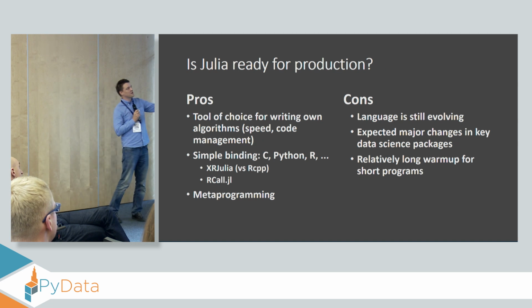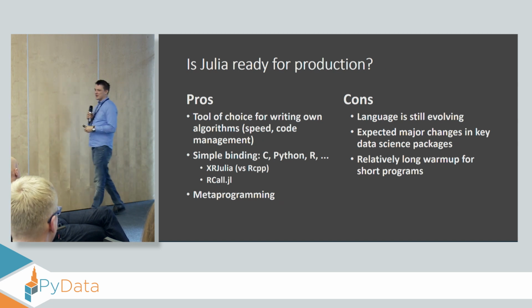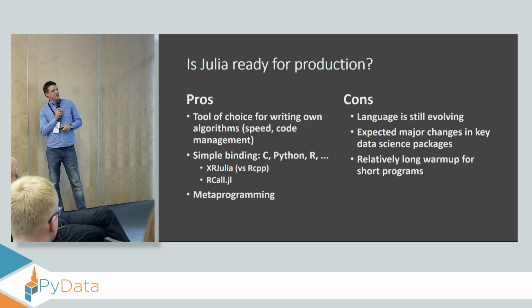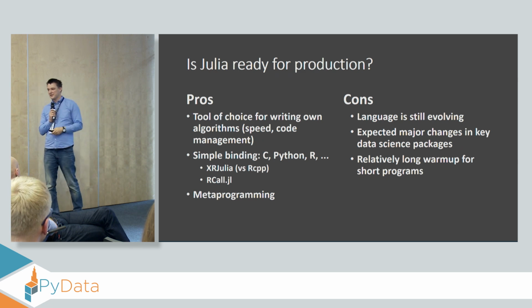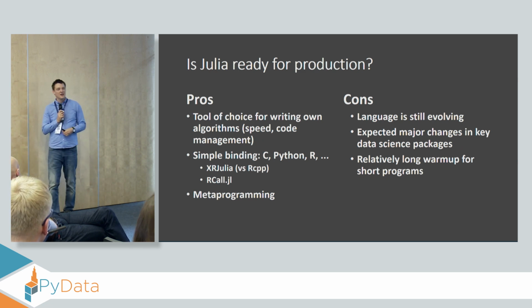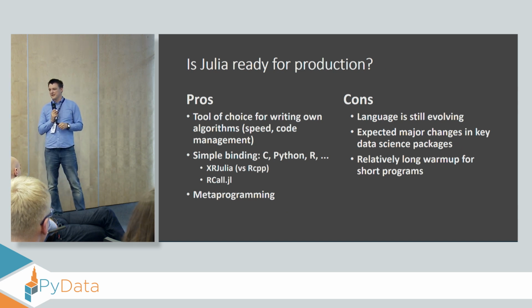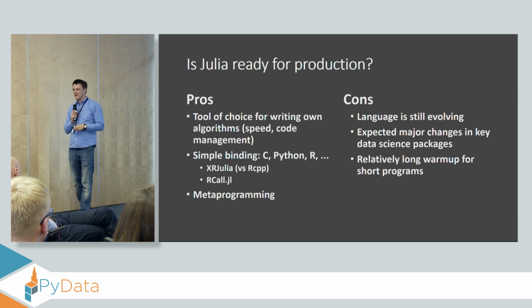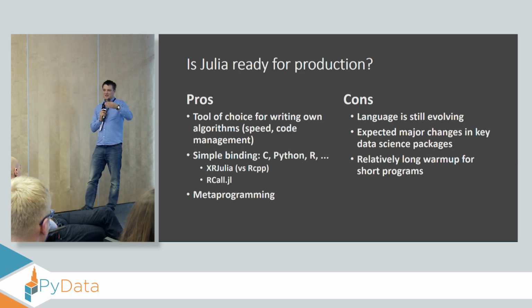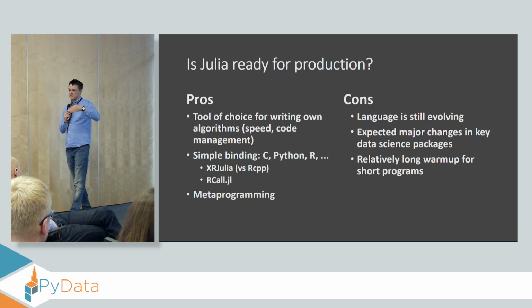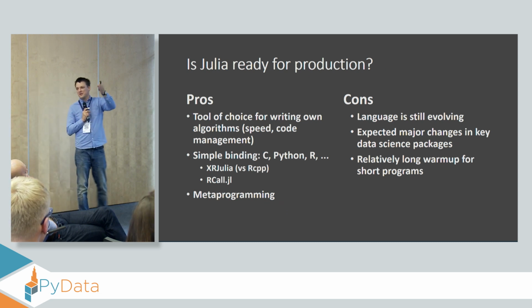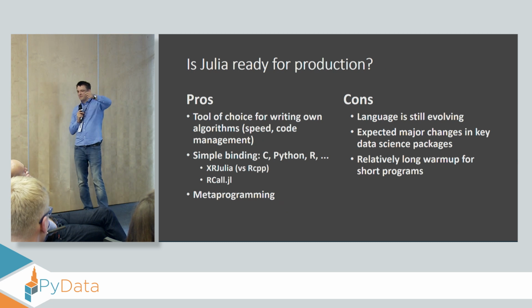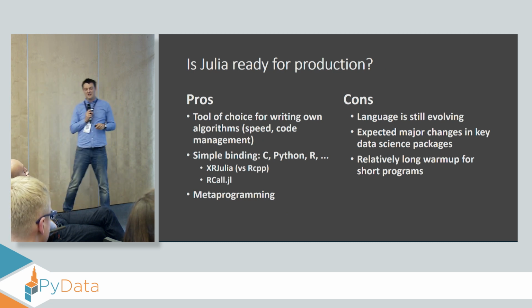So what are the cons? The first thing, and I think this is the biggest problem, is that the language is still evolving, which means that it's not version 1.0 yet. Now it's version 0.6. We expect that in half a year there will be a version 0.7, which will be something like a beta for 1.0. So the expectation is that after 0.7 there will be no language changes at all, and the period between 0.7 and 1.0 will be a period for bug fixing the language.